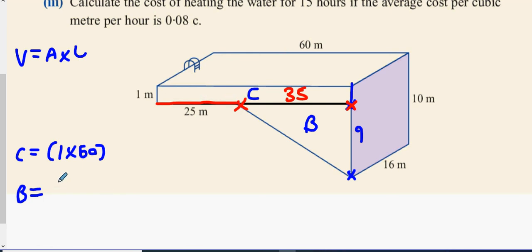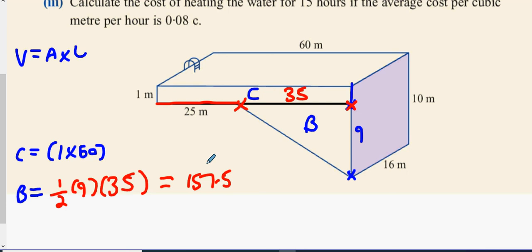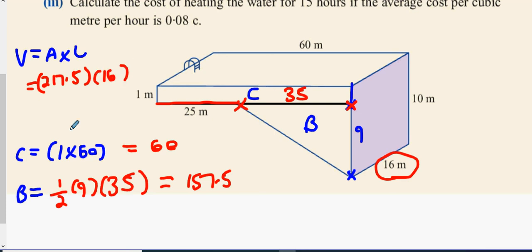So what's the area of B? A half of 9 times 35. What's a half of 9 times 35? Excellent. Add them together. 217.5. Yep, and that's your area, isn't it? 217.5 is your area. How deep do you go? So multiply that by 16 and what do you get? 3,480.